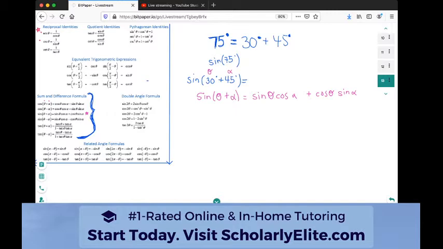So here we're going to have the sine, because we're saying that 30 is theta. I'm going to say sine of 30 times the cosine of alpha, which is 45, plus the cosine of theta, which is cosine of 30, times sine of 45. You can even put these little brackets, which is the proper way to do this, but it depends on your teacher. Some teachers are not that picky about that.